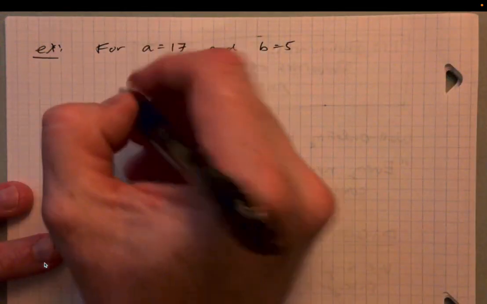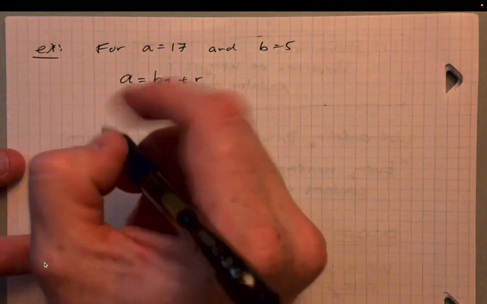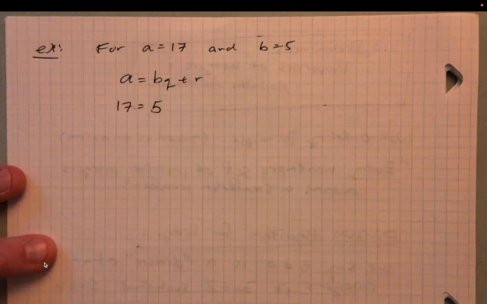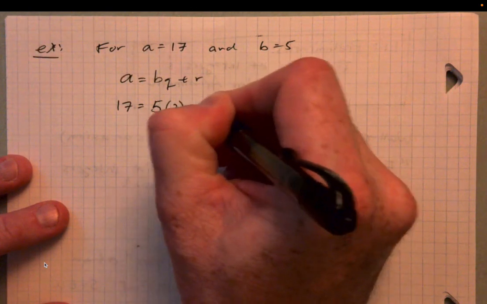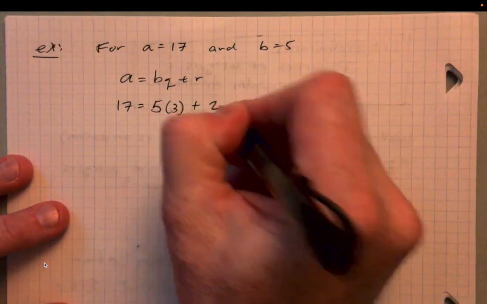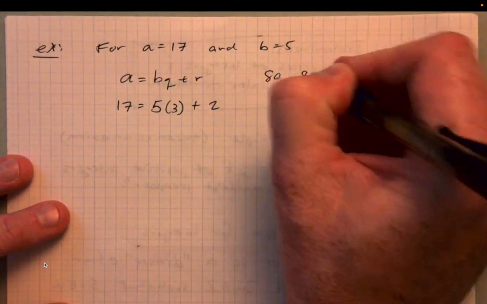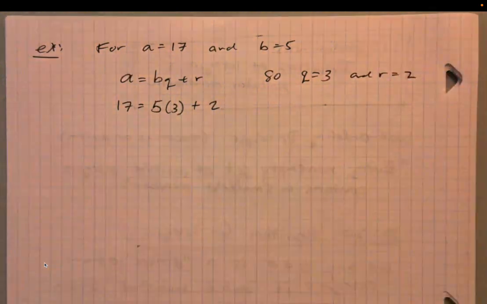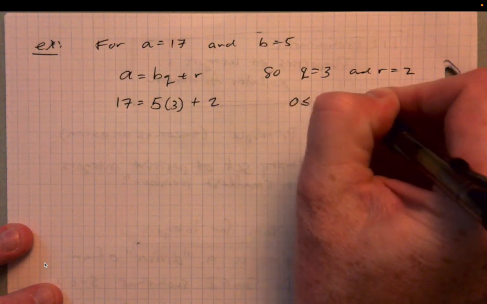We could write, for our a equals bq plus r, 17 is equal to 5 times what? Well, it goes in there 3 times, doesn't it? And the remainder would be, 5 times 3 is 15, so the remainder would be 2. Okay, so q is equal to 3 and r is equal to 2. Now notice that 0 is less than or equal to 2, which is less than 5.